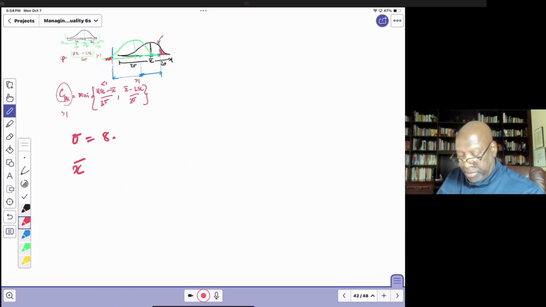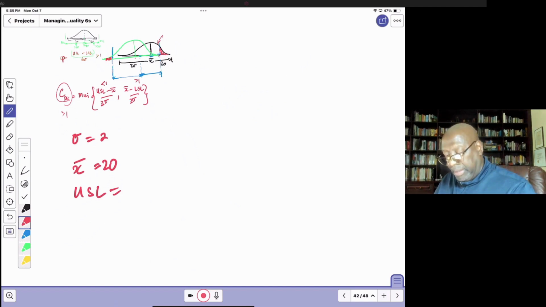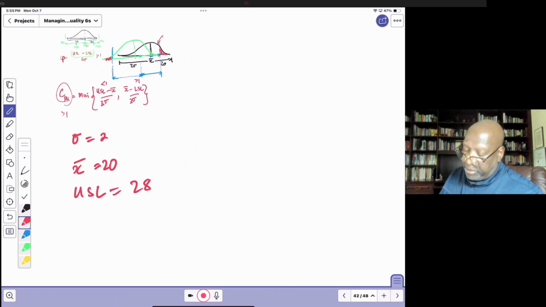Now let's go. Okay, X bar is equal to 20. Let's make sigma a little smaller than that, 2. All right, the upper specification limit is 28, and the lower specification limit is equal to 18, right?